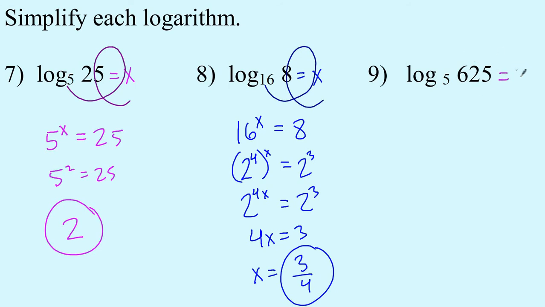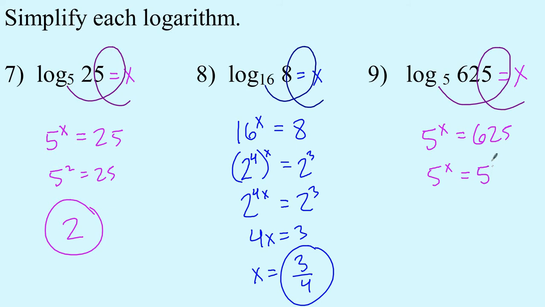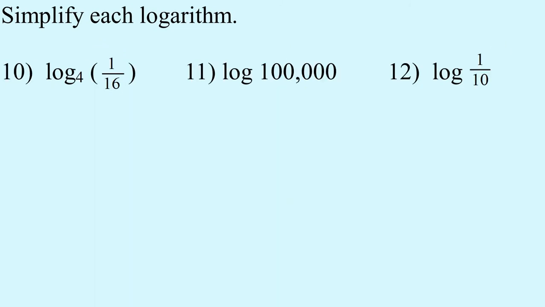We don't know what it equals, so set it equal to x. Do your loop-de-loop. And then we get 5 to the x equals 625. All right, we get out our handy-dandy calculator, and we realize 625, well, that's 5 to the 4th power. So x equals 4. Okay, so convert it to an exponent, and that'll make it easier. All right, why don't you guys try some on your own? So pause it, give it a whirl.